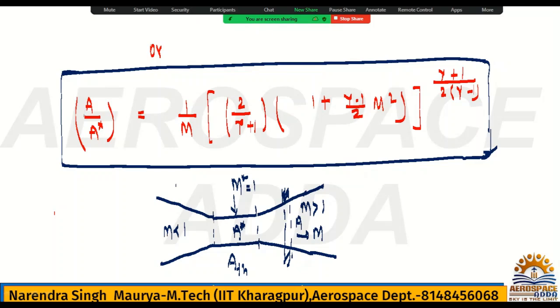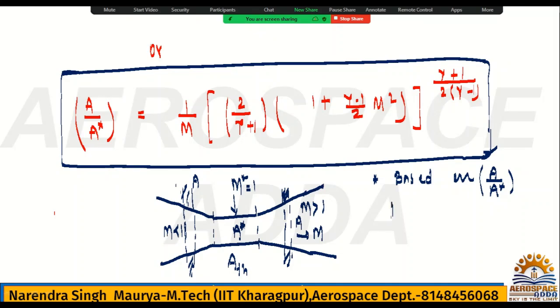If you are taking the area in the convergent section, the Mach will be subsonic. If you are taking this area in divergent, then the Mach number will be greater than 1. Yes or no? So based on this, you can say the points I must write. What is the point? We can write based on A by A star.